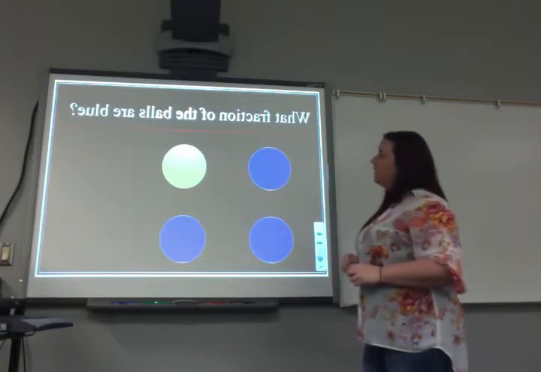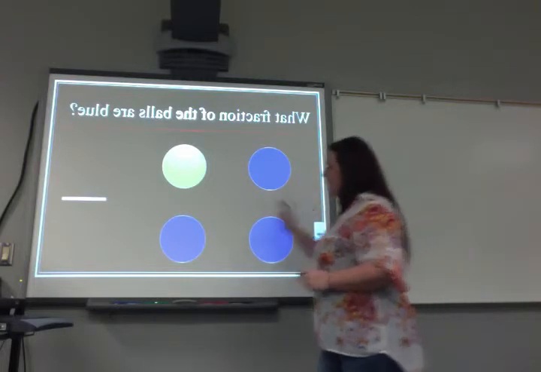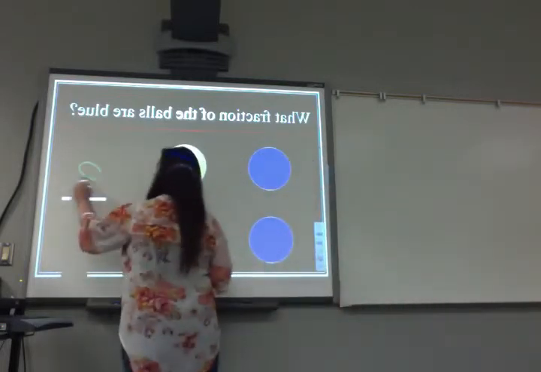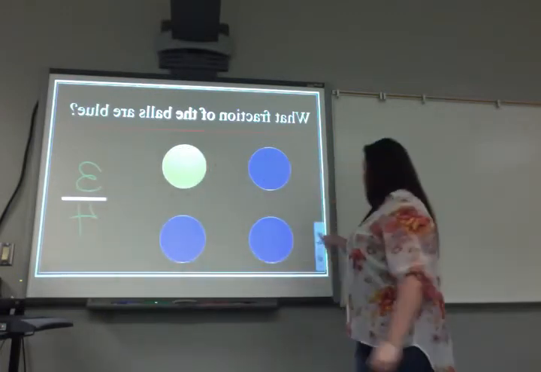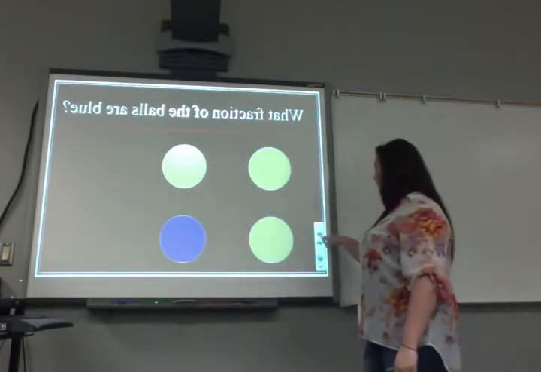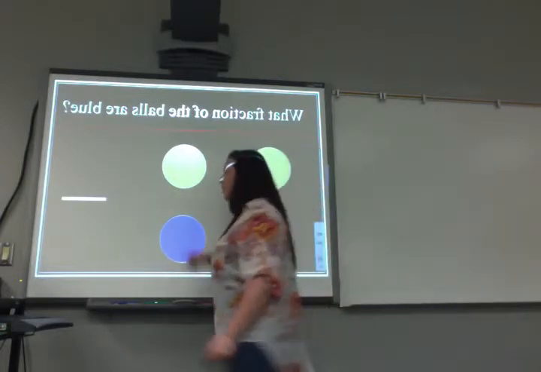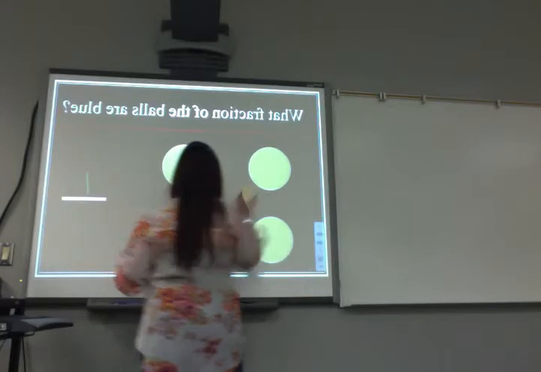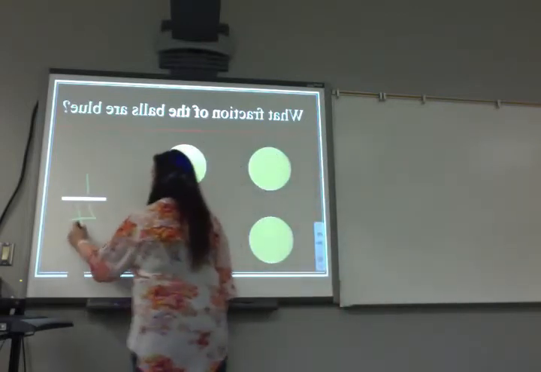Okay, what fraction of the balls are blue? 1, 2, 3 of the balls are blue, and there's 4 total there. So this fraction would be 3/4. What fraction of the balls are blue? Again, we're going to do this. This time though, there's only 1 ball that's blue. So we're going to put the 1 on top, and there's still 4 total, so we're going to put the 4 on bottom. So this one is 1/4.